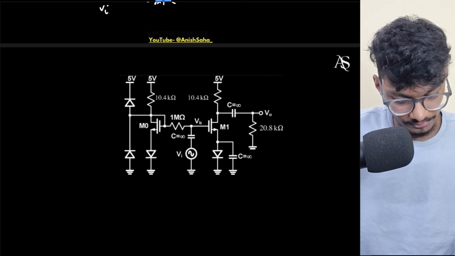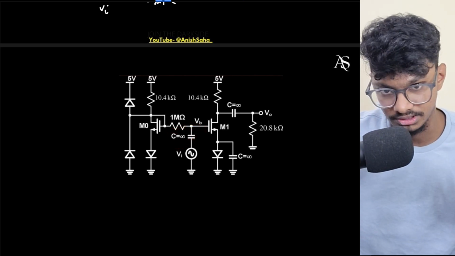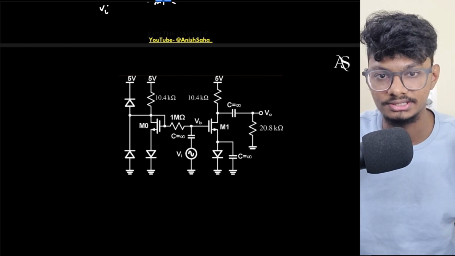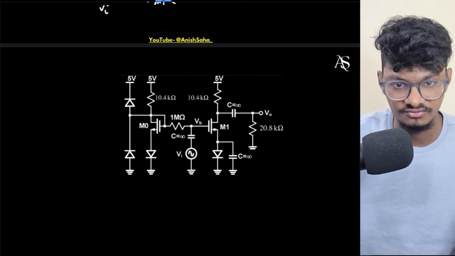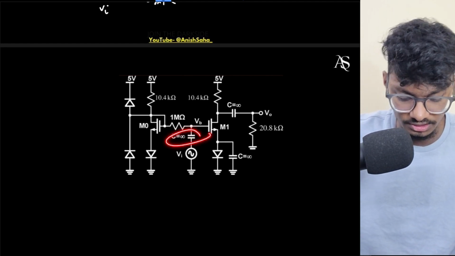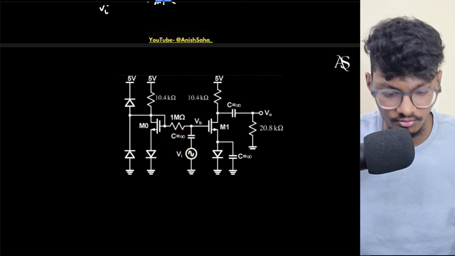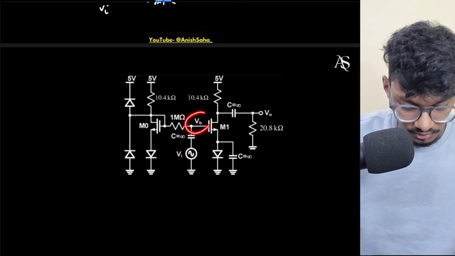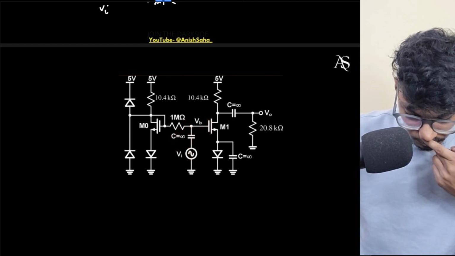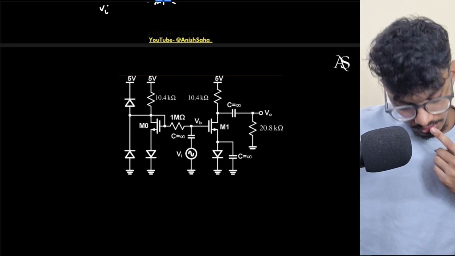So in the DC circuit, what happens? The capacitance behaves as an open circuit. Why? Because omega is 0, so 1 by omega C, 1 by 0, means infinity. So this input will simply be gone out of the picture. I will have some potential VB here.